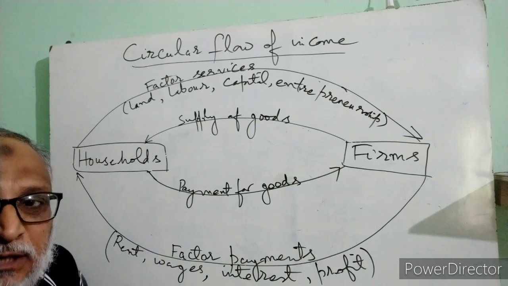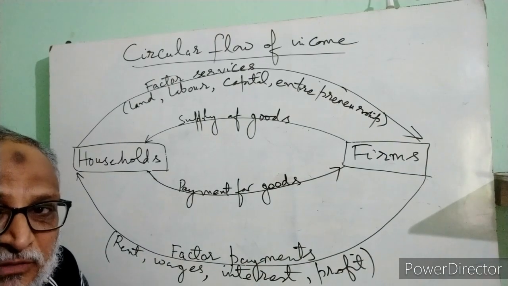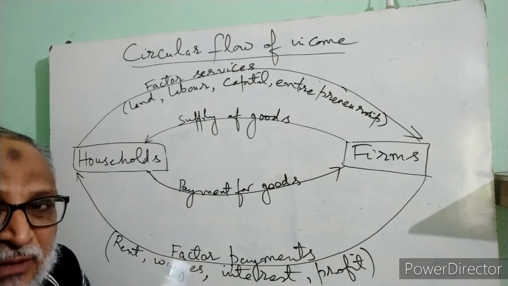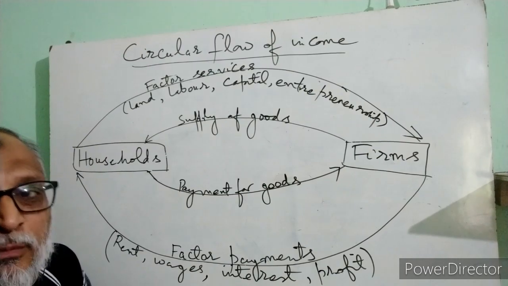So you can see the connectivity between real flow, which is also called physical flow, and money flow, which is also called nominal flow.